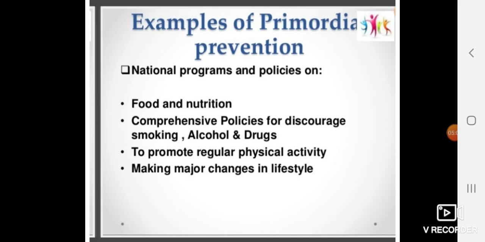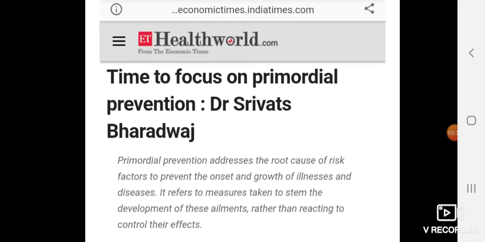There are some examples. National programs in food and nutrition, discouraging smoking, alcohol, drugs, etc., promotion of regular physical activities, and major changes in lifestyle. These are examples of primordial prevention.